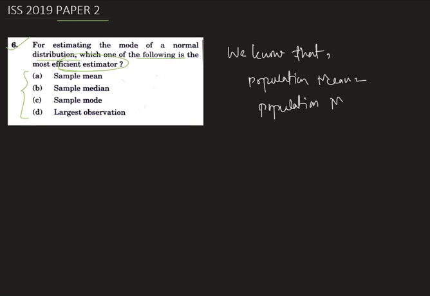Now we know that for normal distribution, the mode of the distribution and the mean of the distribution both are equal. Population mean is equal to population mode for normal distribution.